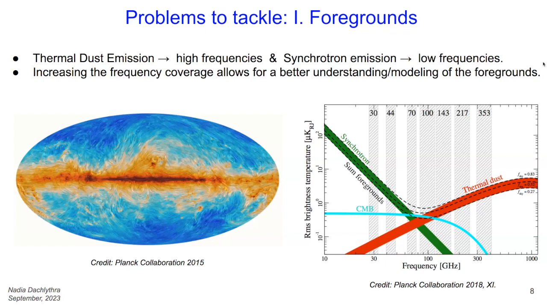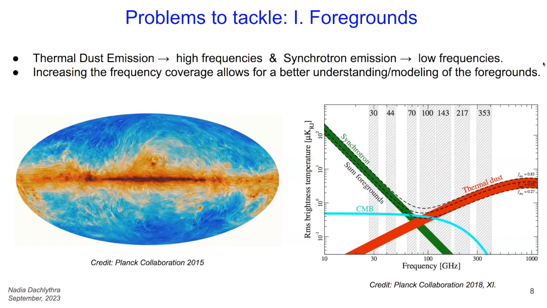Now, in the lower frequencies, we have the synchrotron emission dominating, so cosmic ray electrons accelerated by magnetic fields. And if we were to plot the brightness of these foregrounds here, then you can see that the CMB is literally gasping for air around 90 gigahertz. So there are a couple of things that we can do about this.